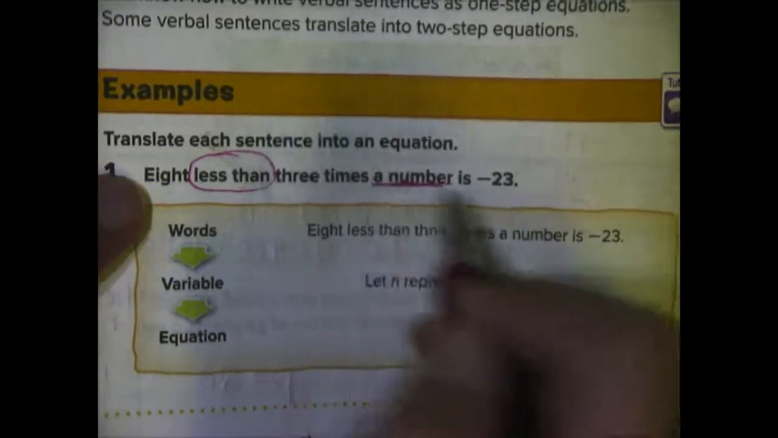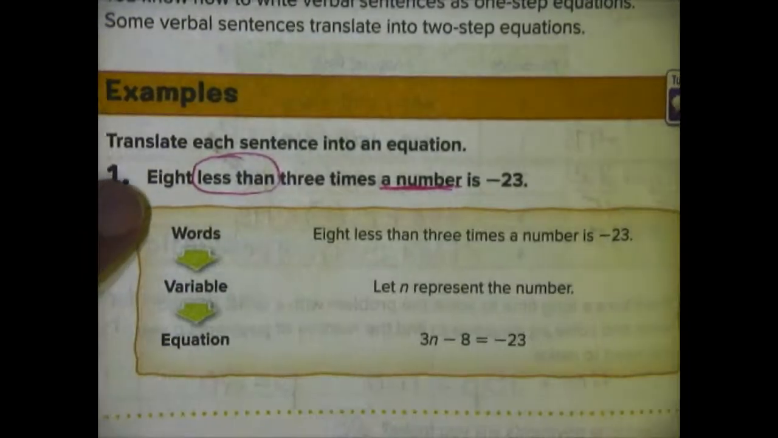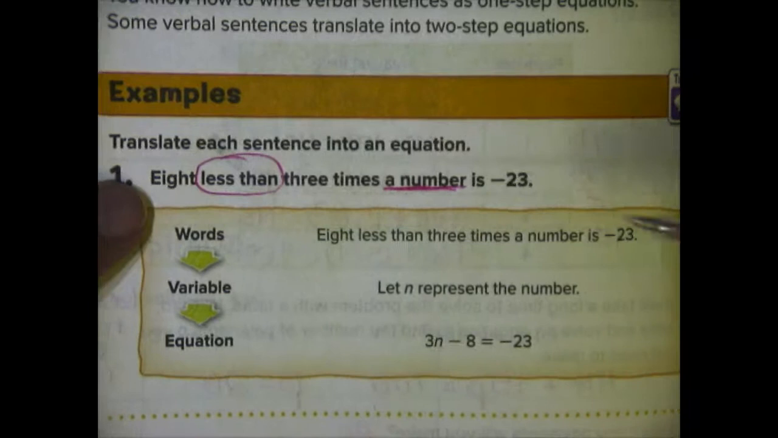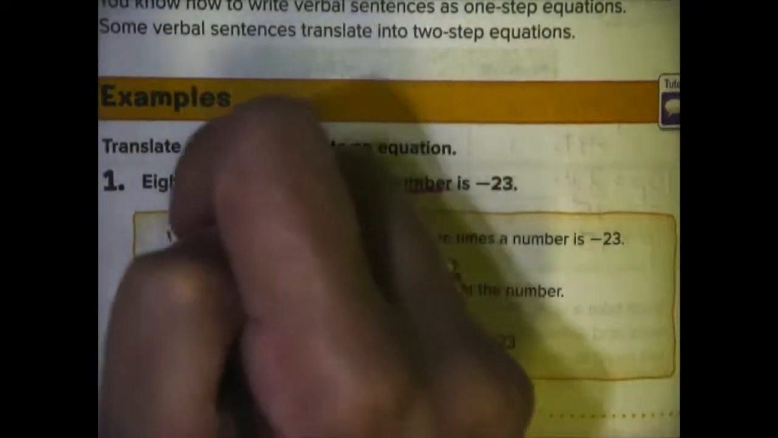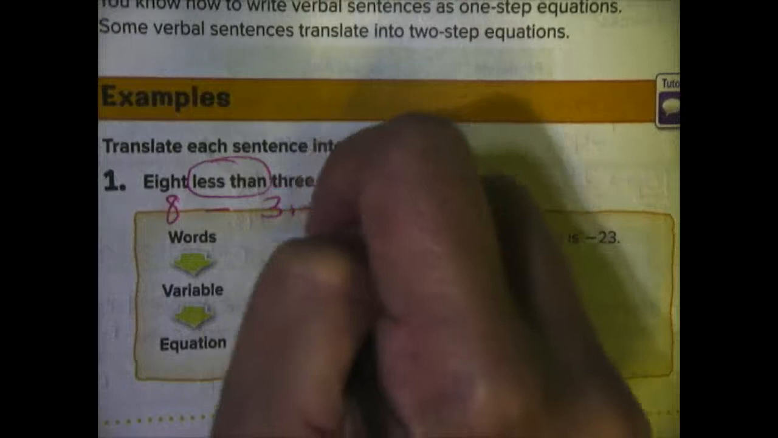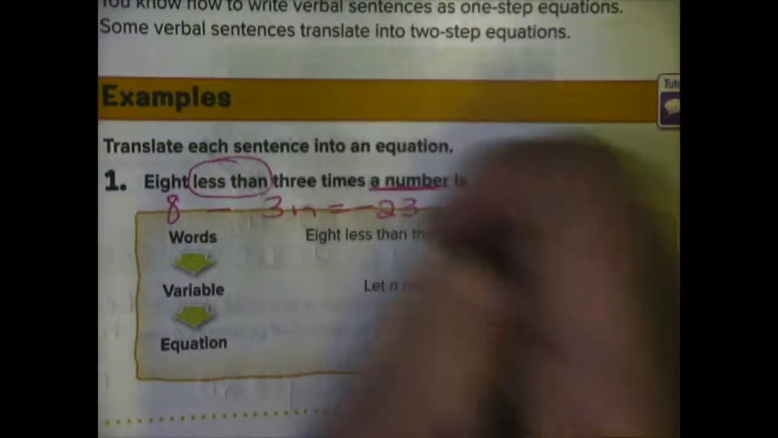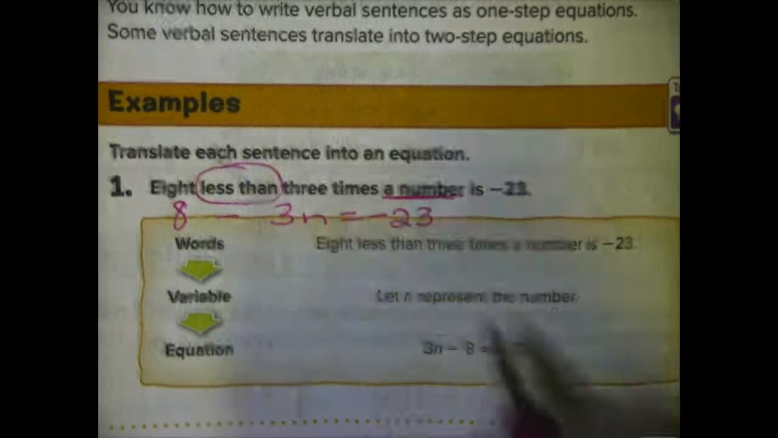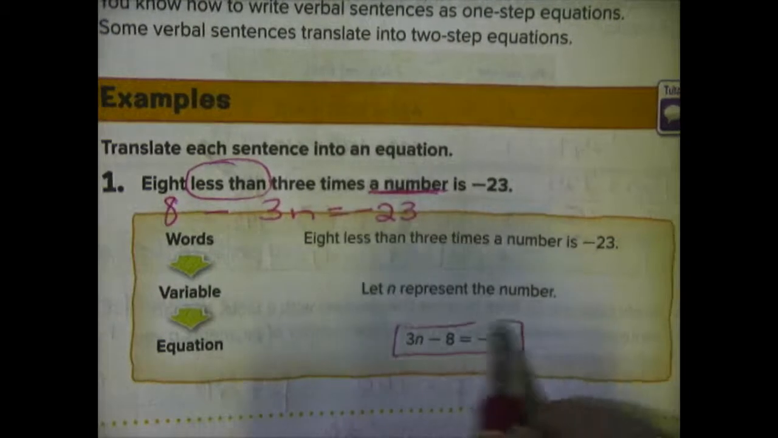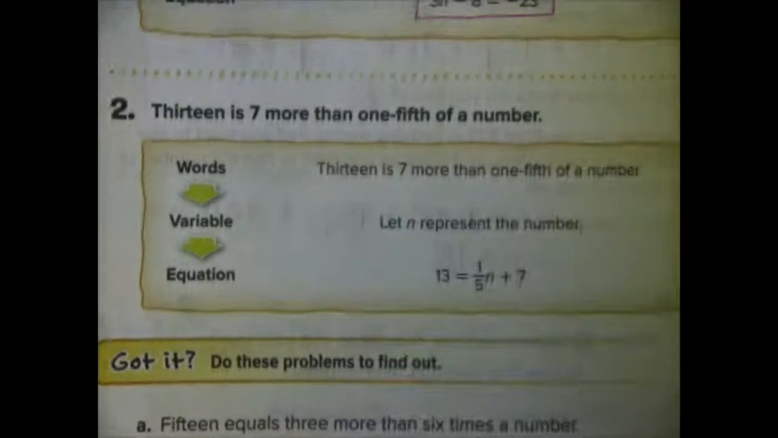We're going to let a number equal x. Here they've got it in, so we'll leave it in, is negative 23. So because it's going to turn it around, we have 8 minus 3n equals negative 23. Turnaround words say that we're going to change this to 3n minus 8 equals negative 23. Let's look at number 2.